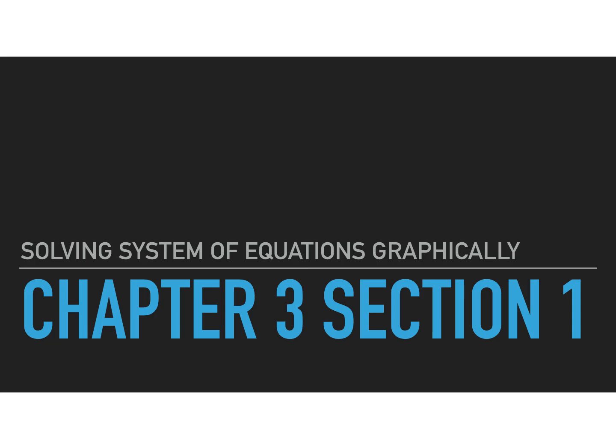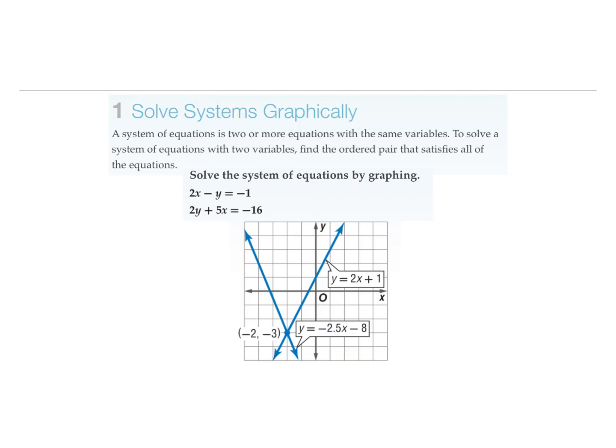So, solving systems of equations graphically. This is chapter 3, section 1, and this is what it's going to cover. To solve a system of equations graphically, you have a system of equations, two or more equations with the same variables. To solve a system of equations with two variables, you find the ordered pair that satisfies all of the equations.